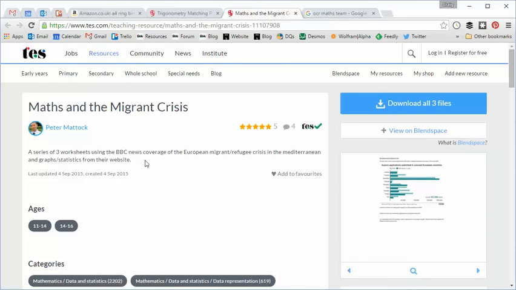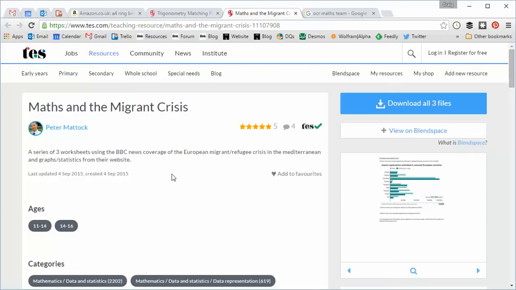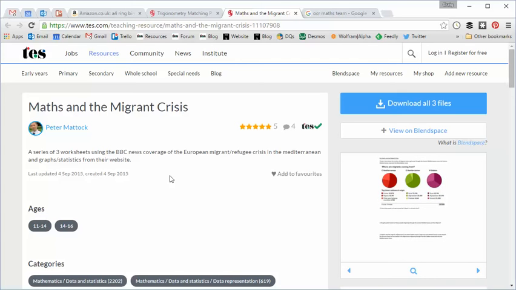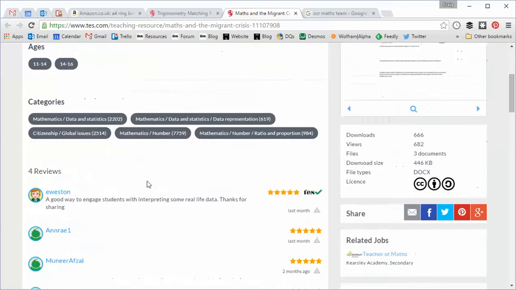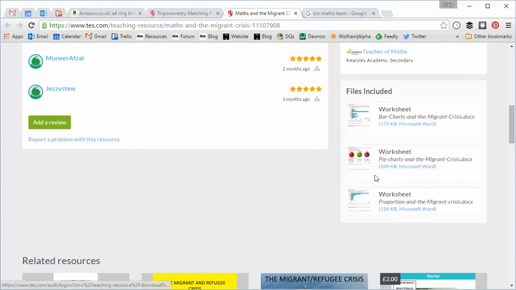Now, what I like about this is it doesn't try to get too political or too preachy or anything like that. It simply presents the facts in the way that they've been presented in both the news and the TV coverage, and then asks students to analyse them and reach conclusions and do calculations with them. The resource stops there, but it opens the door for lots of potential for you to take it wherever you like. So let's have a look at it. It consists of 3 worksheets, one on bar charts, one on pie charts, and one on proportion. So let's have a look at each of those in turn.